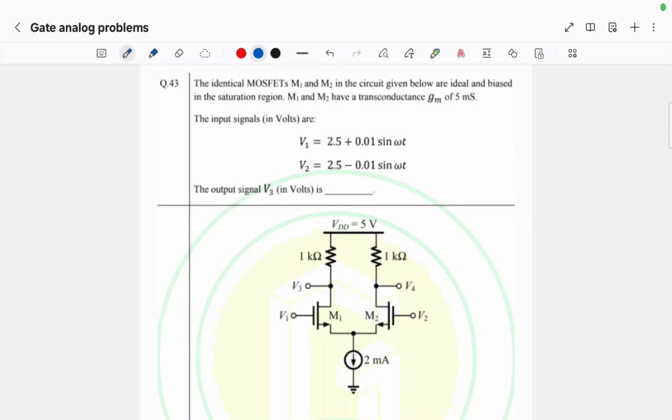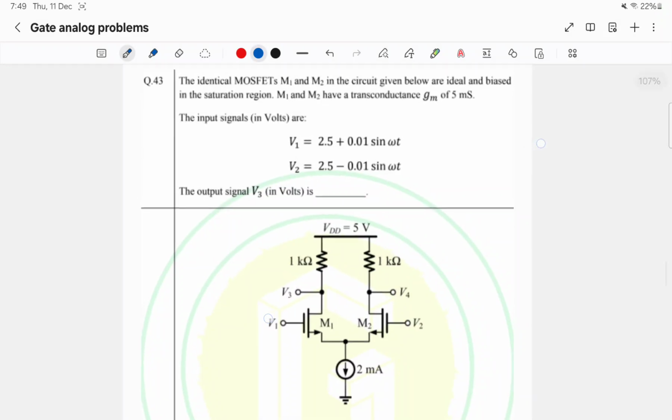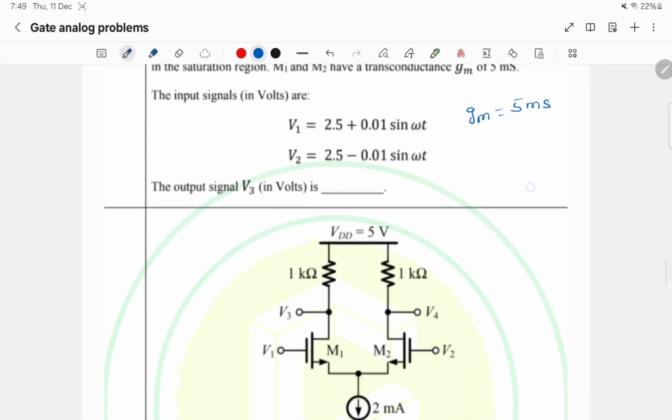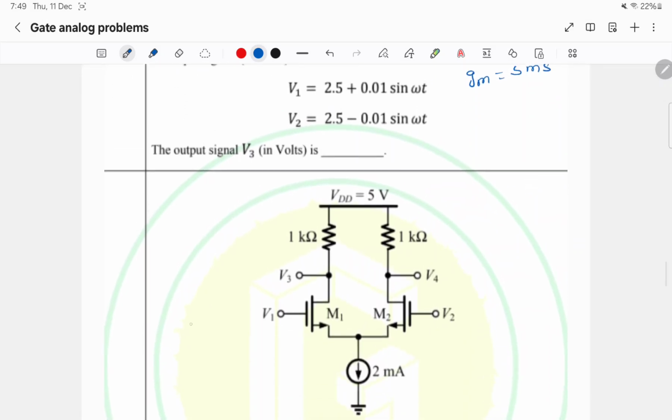In this video we will solve the remaining questions of GATE 2025 AC. In this question they have given that gm of each transistor is 5 millisiemens, and they have given the bias point as 2.5 volts each, and the sine wave is applied here with 10 millivolts amplitude.